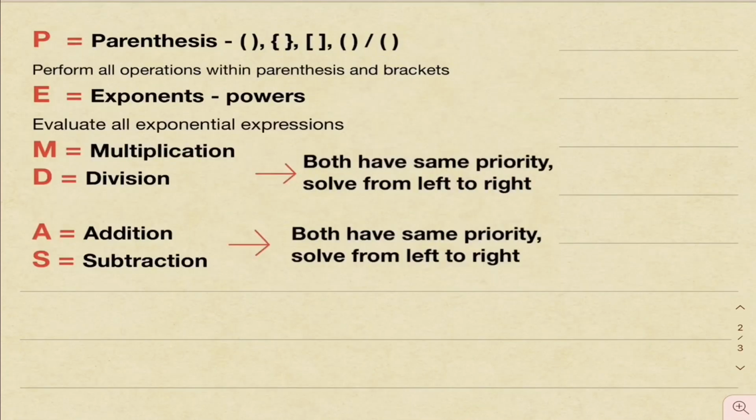Alright guys, so this is the order of operation. Parentheses first, and then exponents, multiplication and division, solve from left to right, and then addition and subtraction, solve from left to right. Now that I explained everything in detail, I'm going to go ahead and do a lot of examples for you guys.